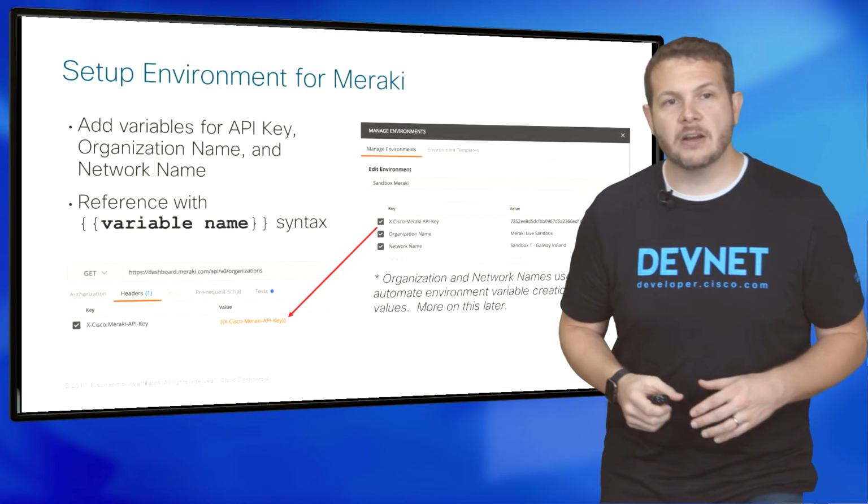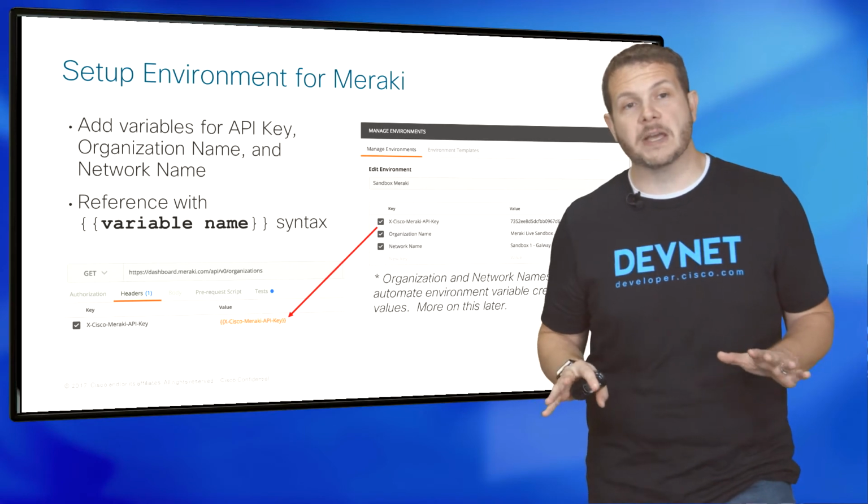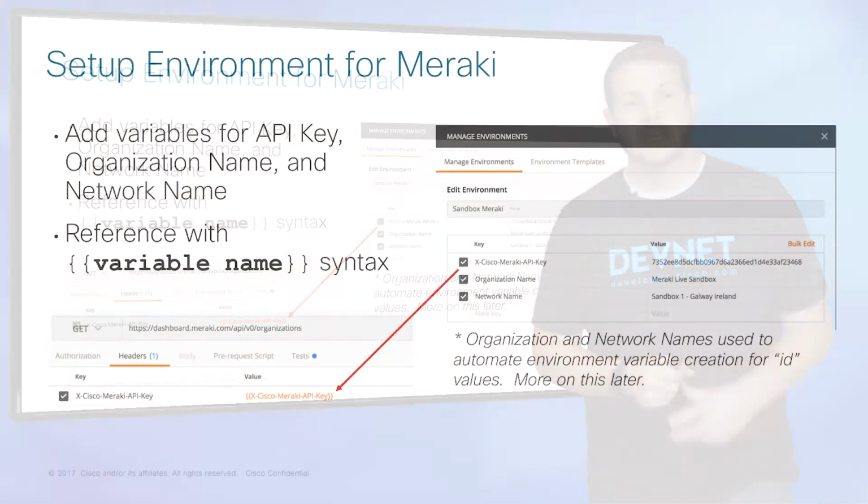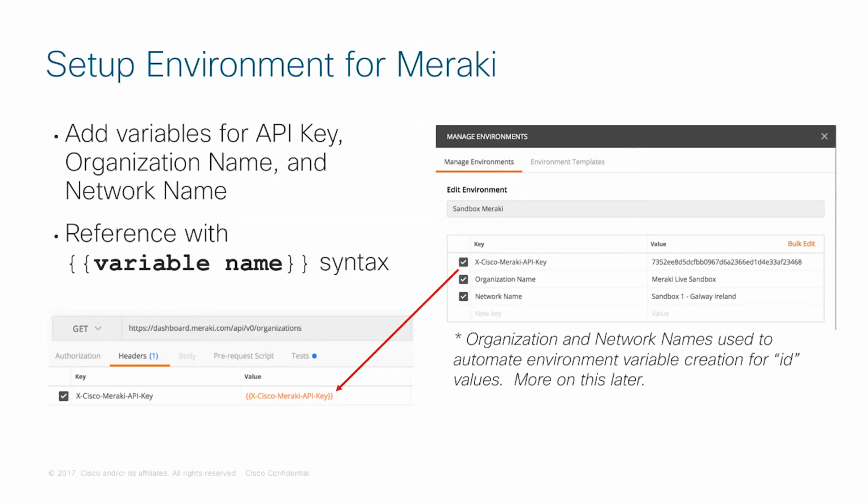Now, just like in other examples where we've used Postman, our first step is setting up our environment for using Meraki. In this case, what we want to provide is the actual Meraki API key that we got out of the dashboard as our first environment variable. That environment variable will be used to authenticate all of our API requests that go through.